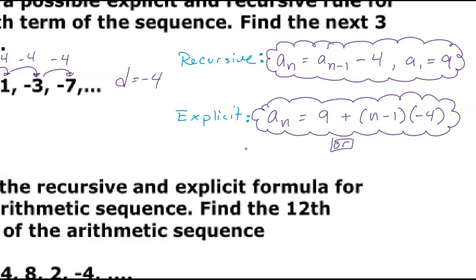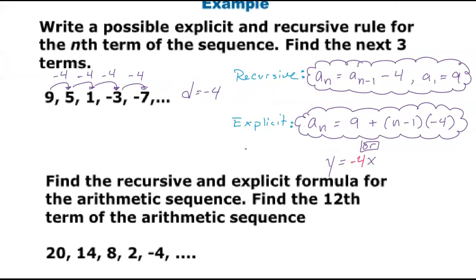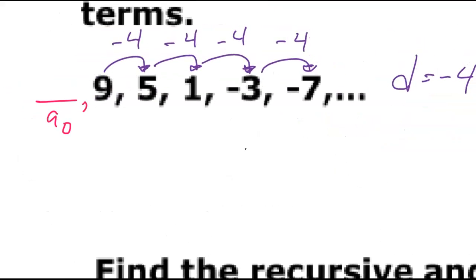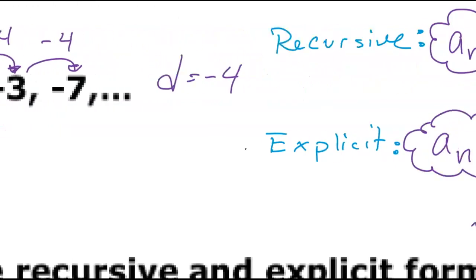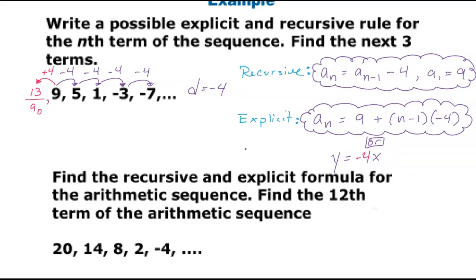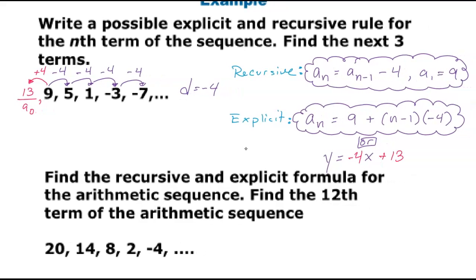Or you could write it as a linear line. Y equals mx plus b, but what is our m? Negative 4. And how do we find that b, that 0 term? You have to find the 0 term by going one step backwards. Instead of subtracting 4, what do we do? Add 4. And you get? 13. So we write 13 as our 0 term. And that is the linear line equation modeling this sequence.